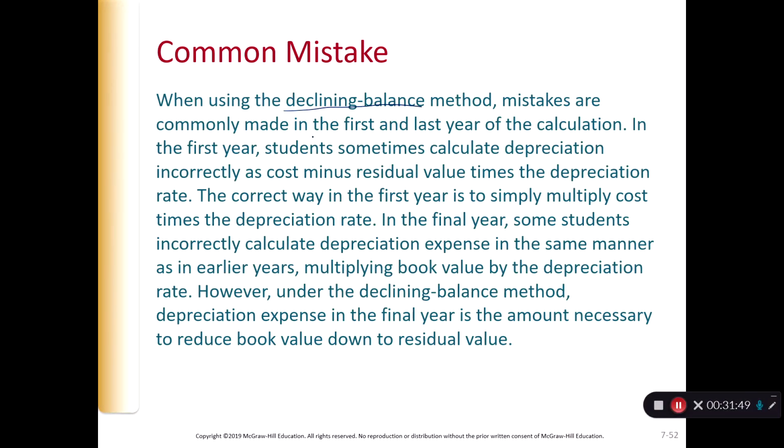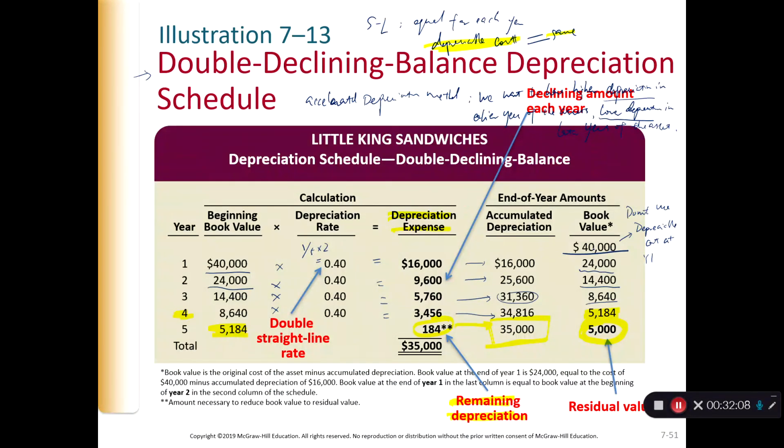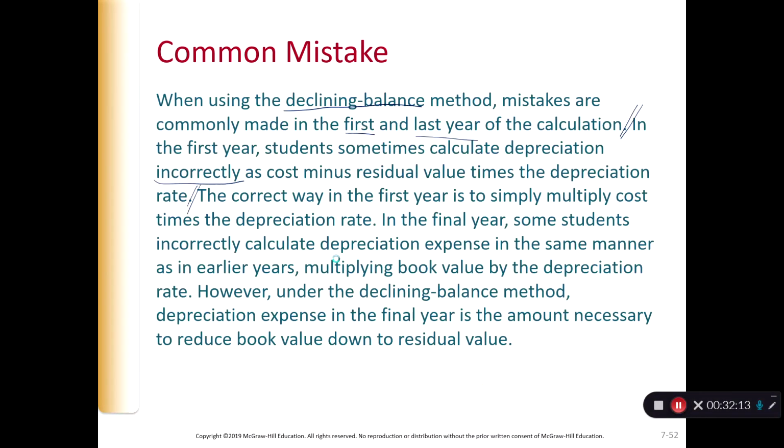Okay. The common mistakes that students usually make when they use the declining balance method are in the first year and last year of the calculation. In the first year, students sometimes calculate depreciation incorrectly as the cost minus residual value times the depreciation rate. No, this is not right, because in the first year we directly use the book value multiplied by the double declining rate, right? So the correct way in the first year is to simply multiply the cost, which is 40,000, times the depreciation rate. Okay, this is the first mistake.